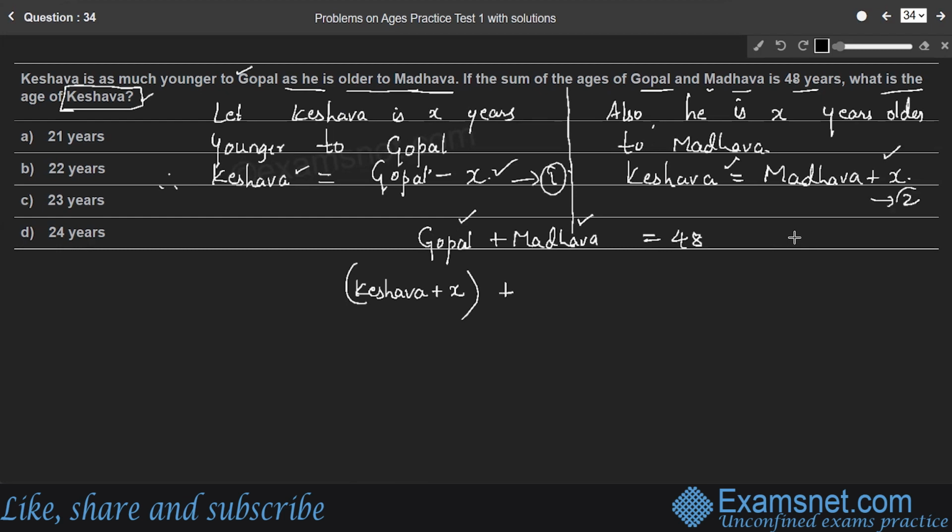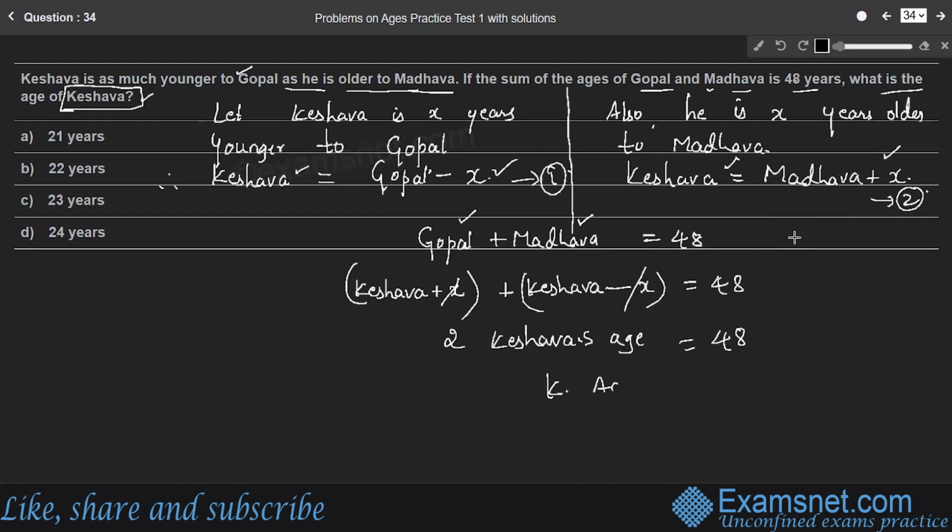Using the second equation, Madhava's age will be Keshava's age minus X, is equal to 48. Here plus X and minus X will get cancelled. 2 times Keshava's age is 48. Therefore, Keshava's age is 48 by 2, which is 24. Therefore, the age of Keshava is 24 years. Option D is the right answer.